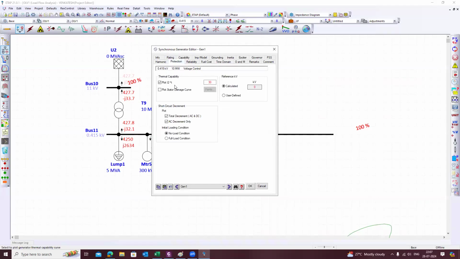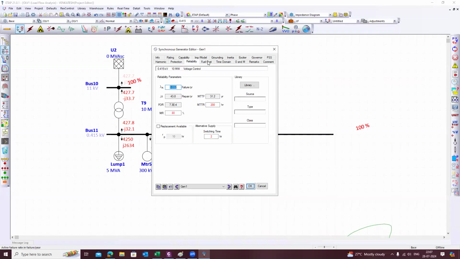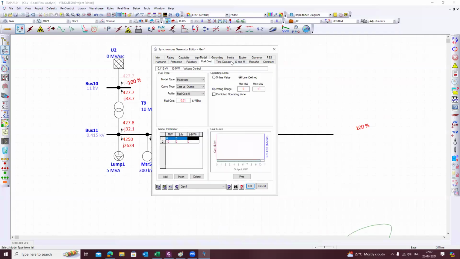So this is the total protection, which basically means these two are important. One is your I²T and that is the stator damage curve. The stator damage curve is used to limit the reactive power and to limit the generator fault current. And these others are not important. They are needed only if you want to do any techno-commercial analysis. Otherwise, they are not required.